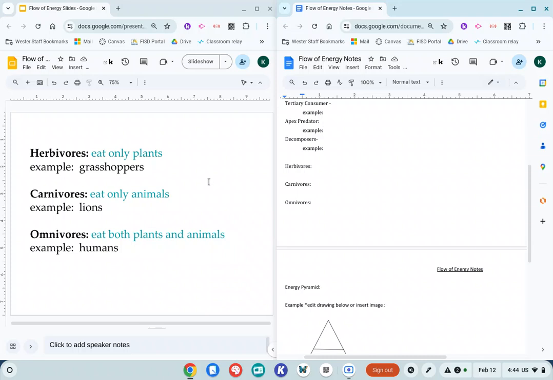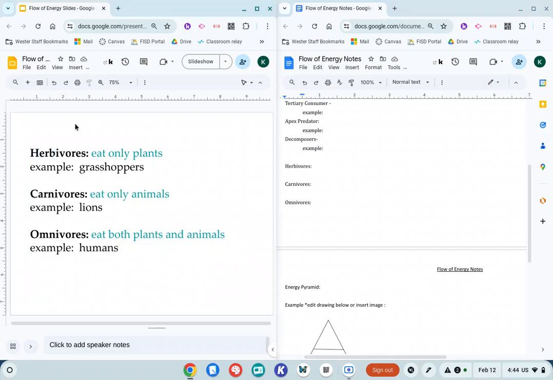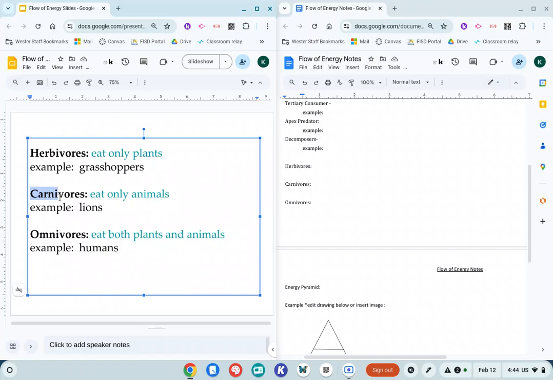That should definitely be a review. So herbivores, when you're thinking of herbs, right? Think about cilantro, parsley, thyme, oregano, all the yummy things that help make our food taste good. Those are all plants. So we can think of herbivores being only plant eaters, like grasshoppers, cows, zebras, wildlife that relies only on plants.